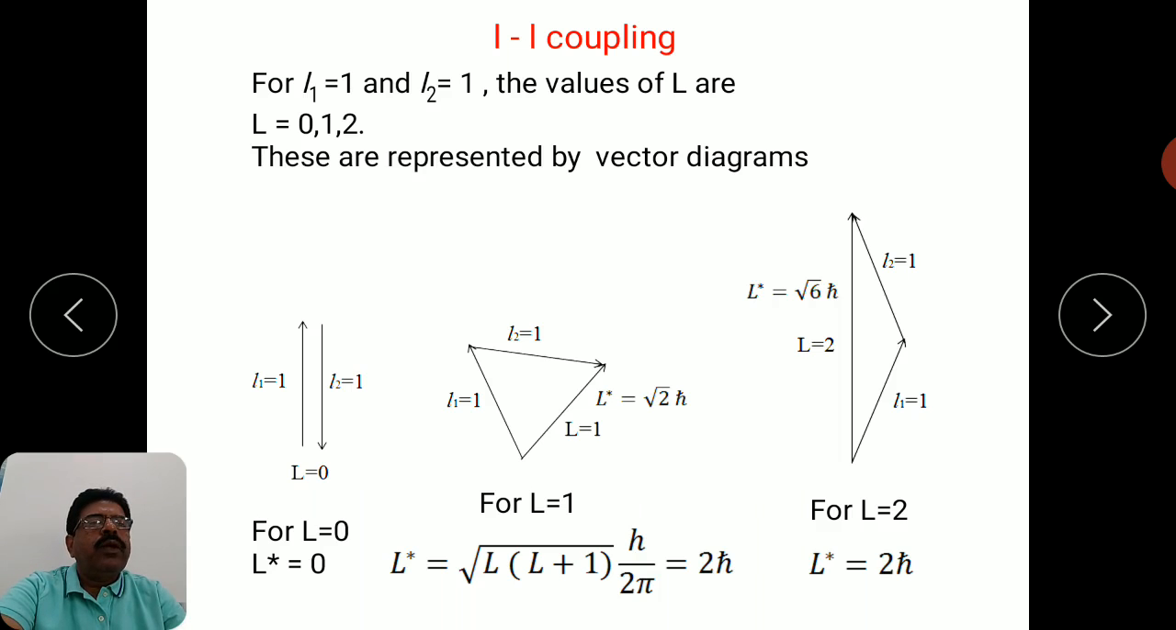Okay, so this is how one can easily find the resultant here. So just consider these values: L star is equal to root 6 h cross and L star is equal to root 2 h cross. H cross, you know, in quantum mechanics is h upon 2 pi.